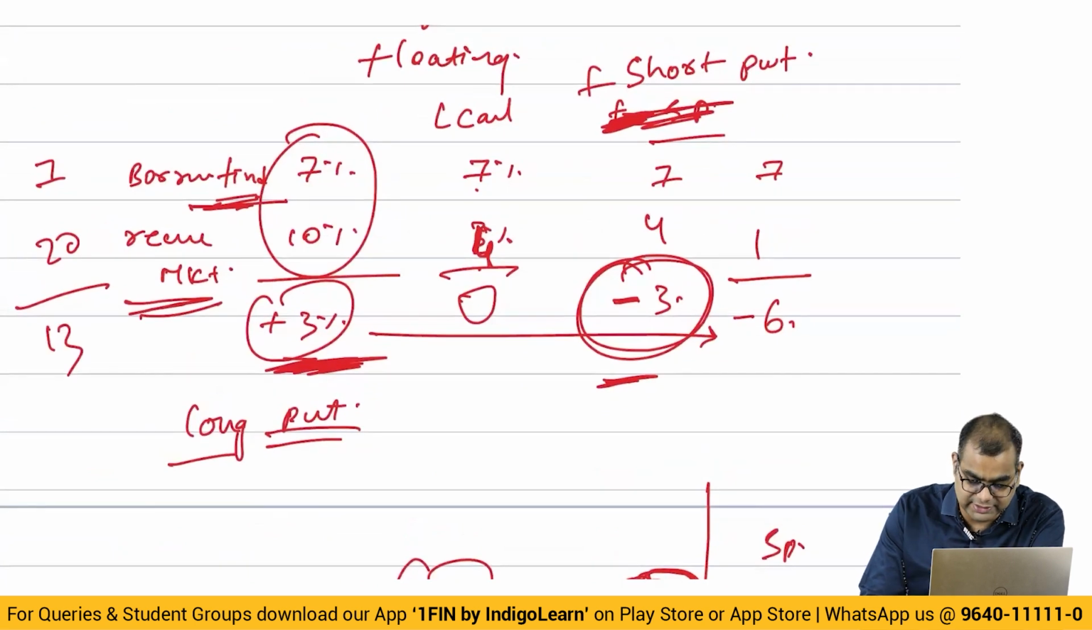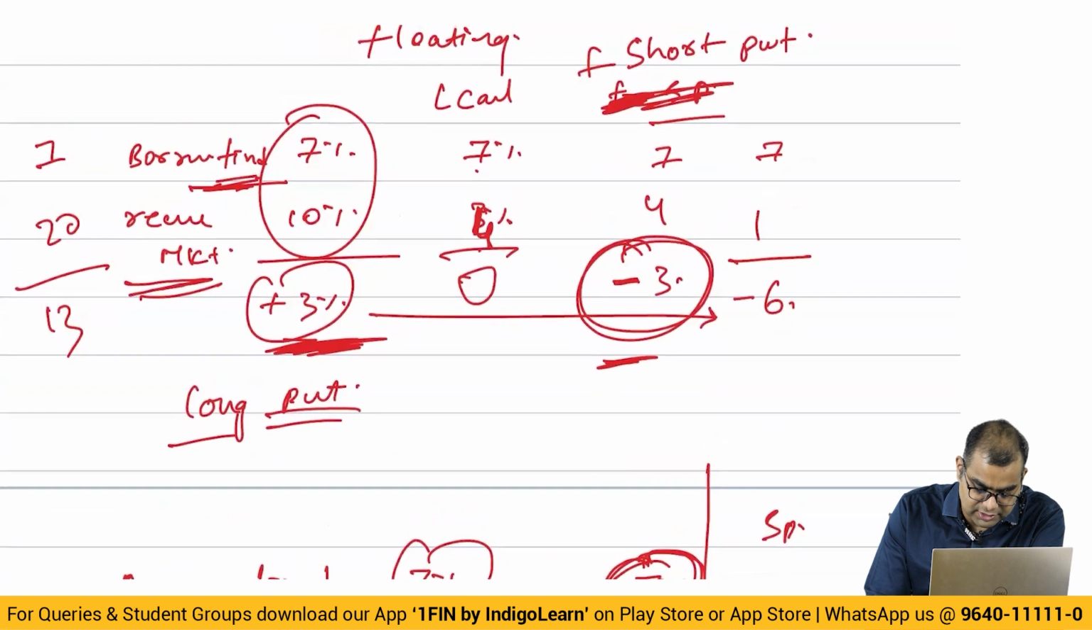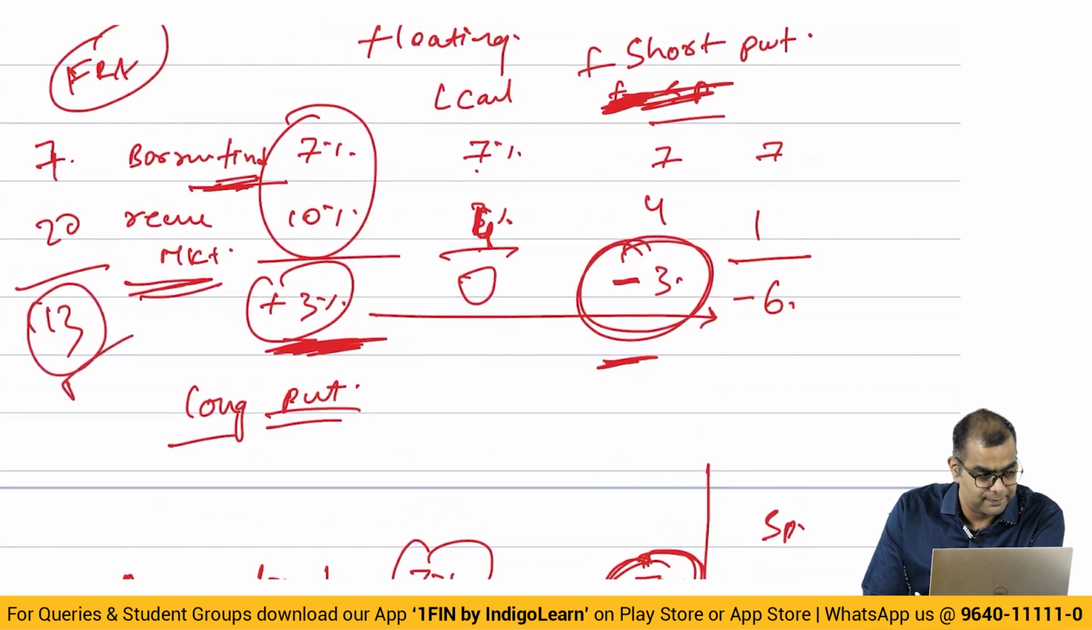So in the first case, 7 and 20, if this is an FRA, think of an FRA. How much gain or loss will you make? I have a right to borrow at 7, market rate is 20. So you will make a gain of 13. So you are making the same gain in a buy call. Put anyway is a waste, short put is a waste.